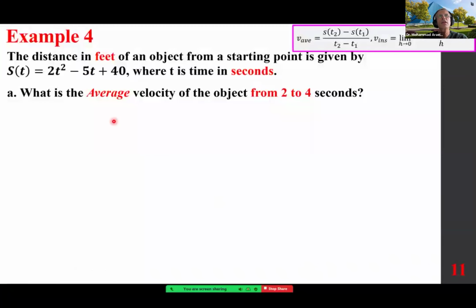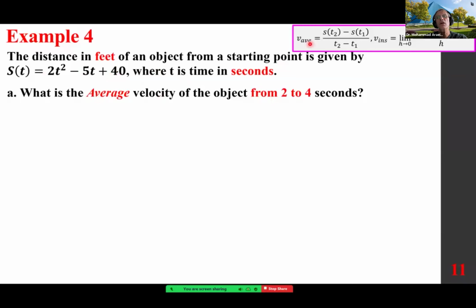The distance in feet of an object from a starting point is given by s of t equals 2t squared minus 5t plus 40, where t is time in seconds. What is the average velocity of the object from 2 to 4 seconds? Even if they don't mention the word average, it means average because 2 points in time are given.